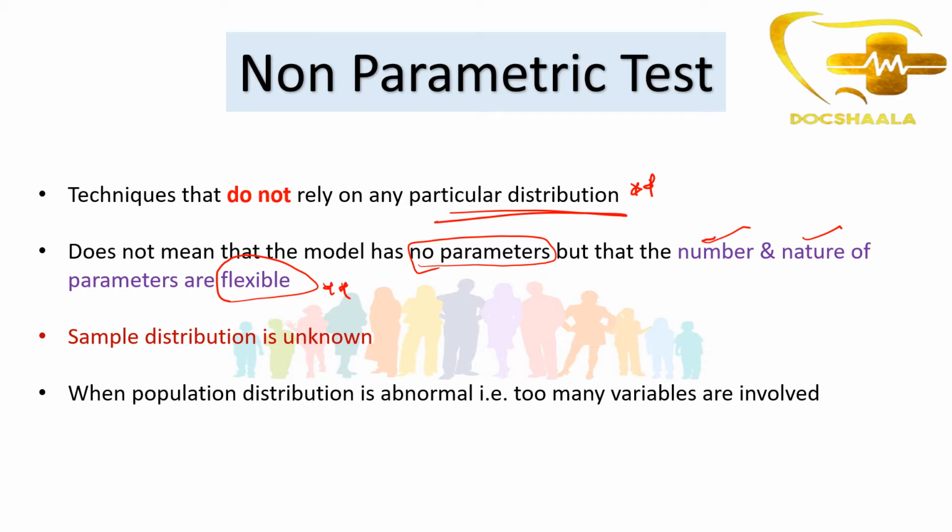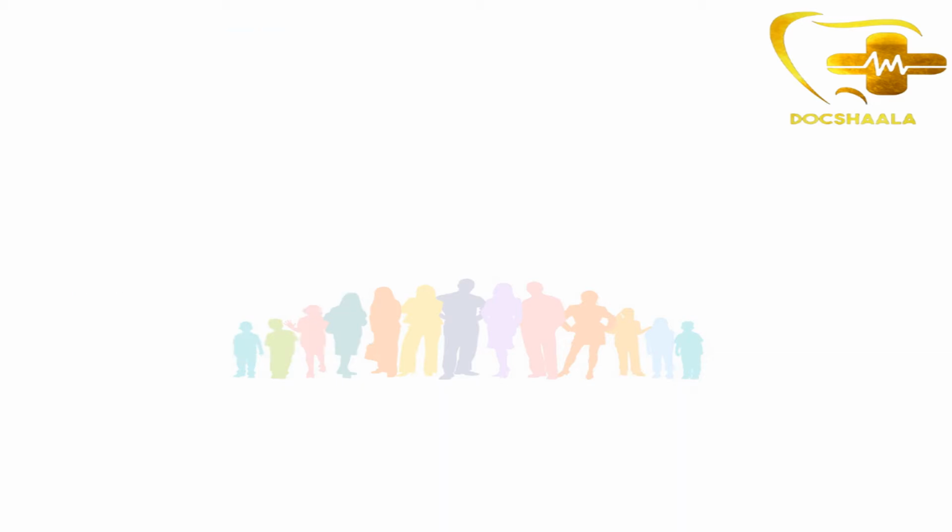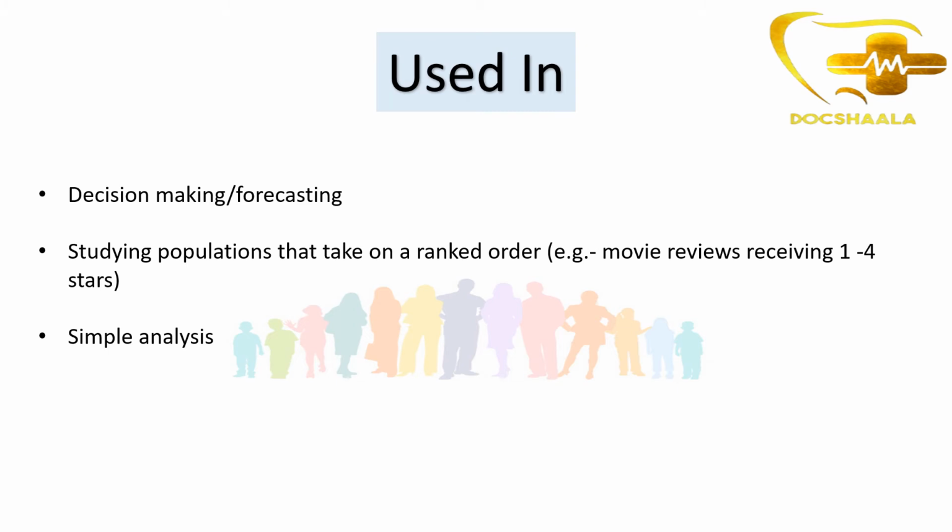The opposite of this is the parametric test, where it has a particular distribution and particular parameters which need to be followed, but in this we don't follow any kind of parameters. So the sample distribution is unknown. Since we don't follow anything, we do not know the sample distribution. When the population distribution is abnormal, that is, too many variables are involved, then it is known as a non-parametric test.